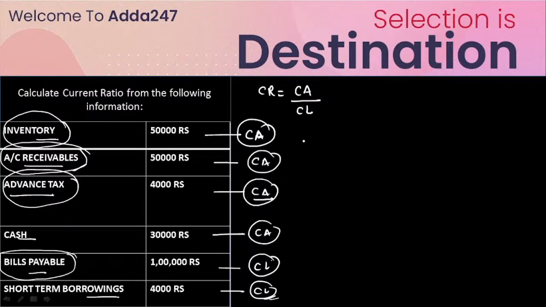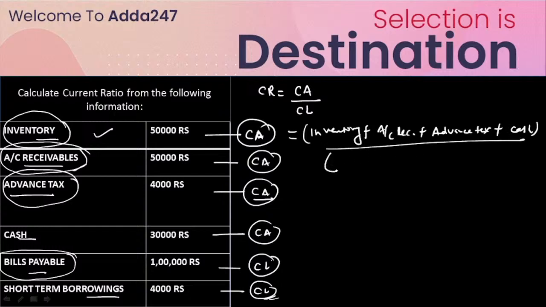Now what we have to do is sum up the current assets and sum up the liabilities here. In the current asset terms, we have to sum up inventory plus account receivables plus advance tax plus cash. While in the liabilities, there are bills payable and short term borrowings. Borrowings are borrowings, either short or long, and that would all come under the liability section.